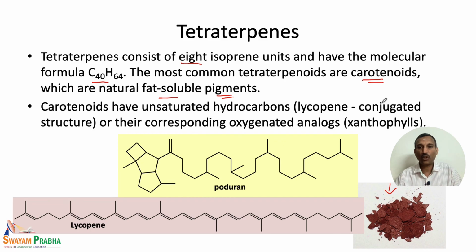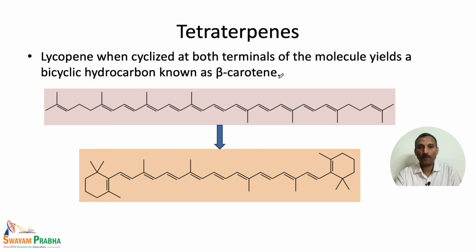Here it is a conjugated structure. Due to the conjugated structure, it is a highly colored substance, and they may also have the corresponding oxygenated analogues like xanthophylls. So this multiple double bond leads to a very strong color for these kinds of compounds, and this leads to the pigmentation or the color of the tetraterpenes.